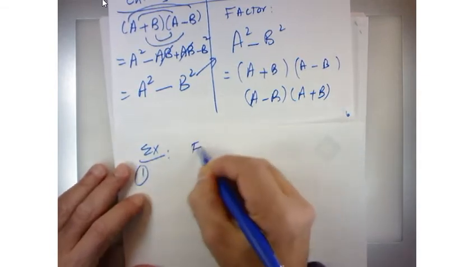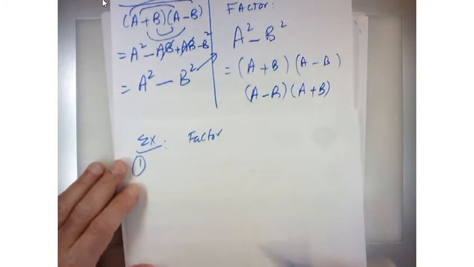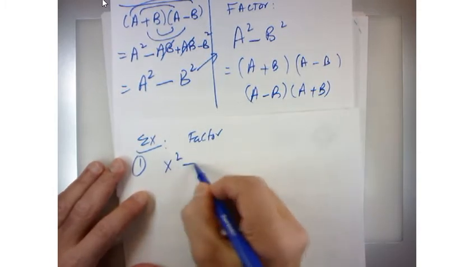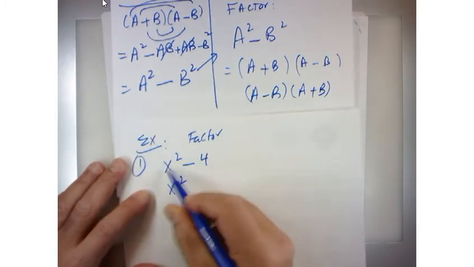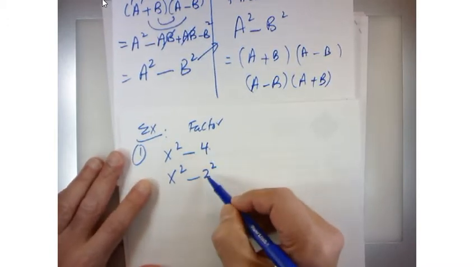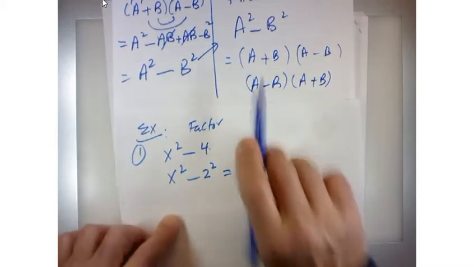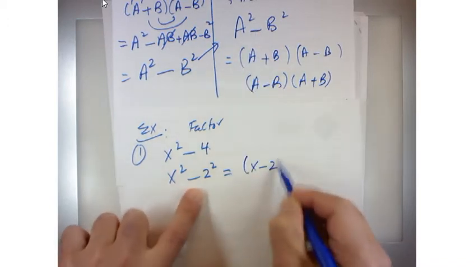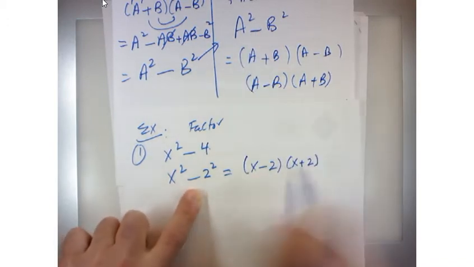How do we factor the sum or difference of two squares? If you have x squared minus 4, x squared is obviously a square, 4 is 2 squared. You have a calculator, so if you square root 4, you get 2. That's how you know that. So it fits that, so it's x minus 2, x plus 2.